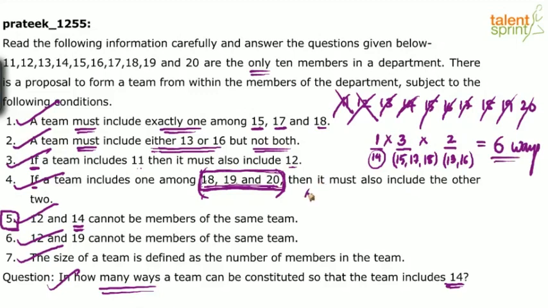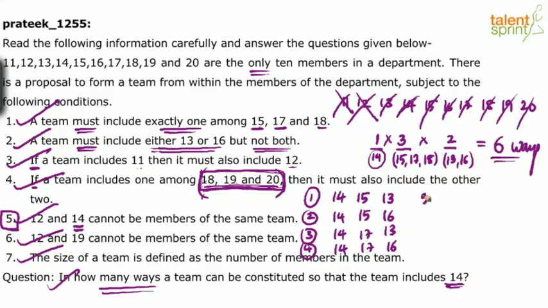Right? Team number 1. 14 will anyway be there in the team. Now, you choose any one of these. Let us choose 15. And any one of these, 13. Team number 2. 14 is there. With 15, we can take 13 or we can take 16. Team number 3. 14 is anyway there. With 17, we can choose 13. Team number 4. With 17, we can choose 16. So see, either 15 with 13 or 15 with 16, and 17 with 13 or 17 with 16.